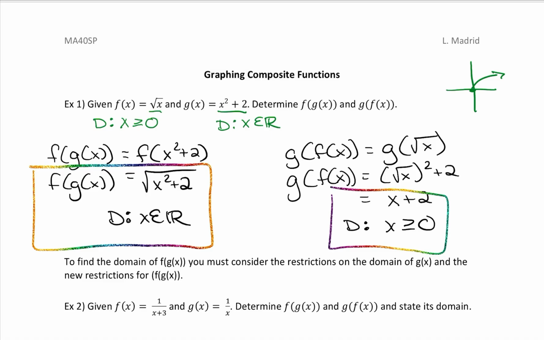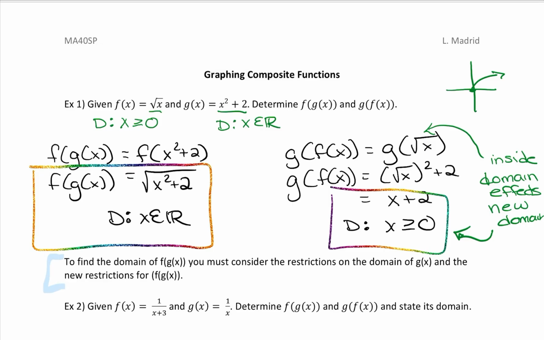Okay, so let's just make a note. The inside domain affects the new domain. So if you're finding the domain of f of g of x, you need to consider the restrictions on the domain of g of x, since that's your inner function. So you always have to consider the restrictions on your inner function.